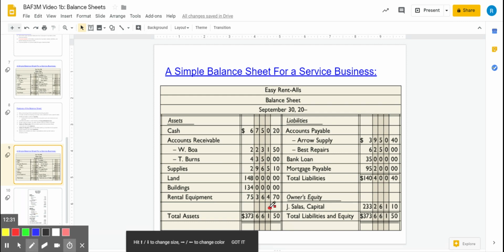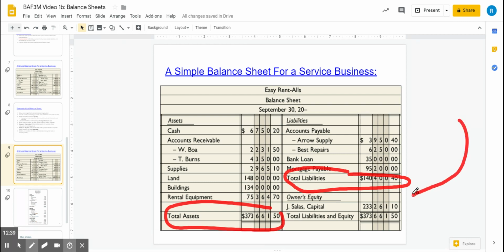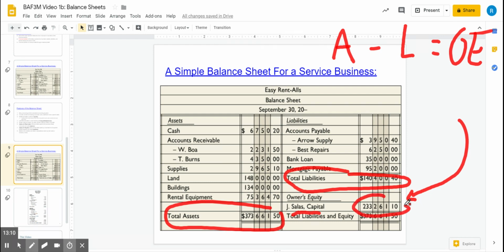Well, one thing you might notice is at the bottom of assets, we have total assets. At the bottom of liabilities, we have total liabilities. And this number, owner's equity, which we might think would be the last number we'd see on a balance sheet, actually is not. The owner's equity, we put under the owner's equity section, and we put the owner's name, comma, capital. So if Jay Salas is the owner of Easy Rentals, the business, if it's just a single owner, let's say for now, we would just put down the name Jay Salas, comma, capital. And then here's that number. Total assets, 373 minus total liabilities, 140 equals owner's equity, 233. As you can see, those numbers I've circled, that all makes sense.